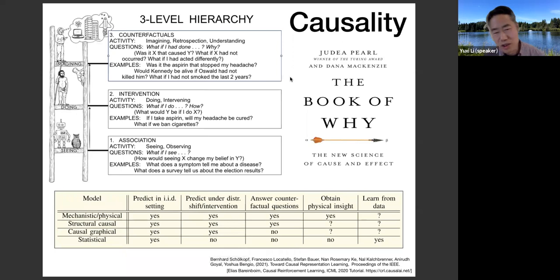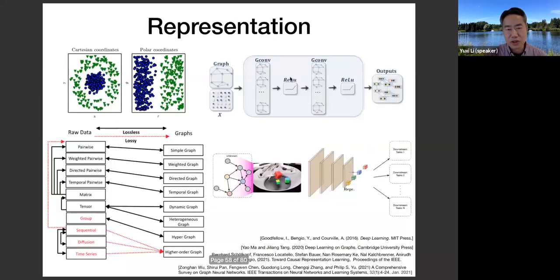And also an issue about causality. That's an important issue, and it's also important for inductive bias. For example, if we can use causality to help build some compositional representation.